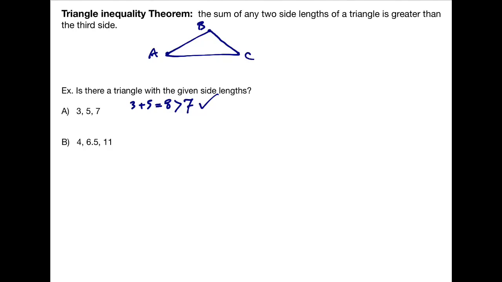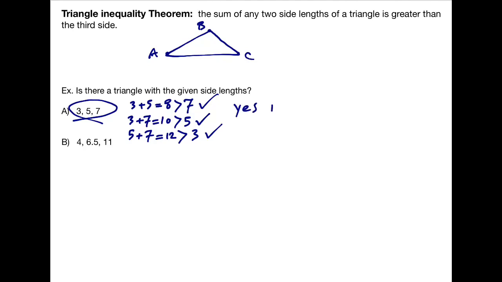What are the other two? Let's add 3 to 7. And this is going to be 10. And 10 is greater than 5. And this one is okay. And the last possibility is 5 plus 7, which is 12. And 12 is certainly bigger than 3. And this one is also checked. So it is possible to have a triangle with these three side lengths. So yes, it's possible.